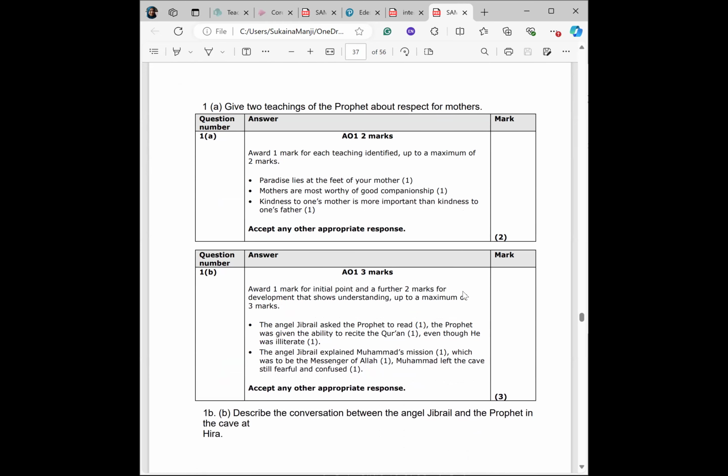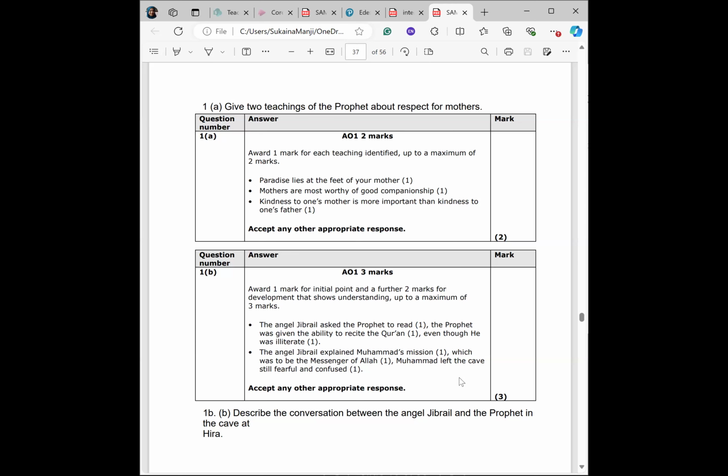In question B, again, this is points based. This is where an award of 1 mark is given for the initial point, and then a further 2 marks for developing the same point. So students have to develop the same point, and the maximum mark that can be given here is 3 marks. So the question was, describe the conversation between Angel Jibreel and the Prophet in the cave of Hira. Again, there are exemplar responses given here for teachers to also look at in the classroom and discuss with students.